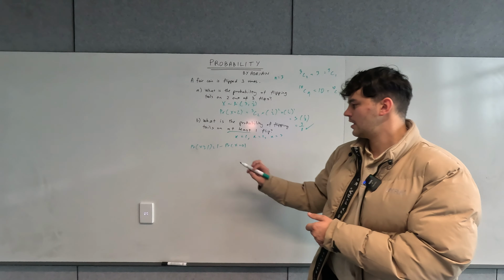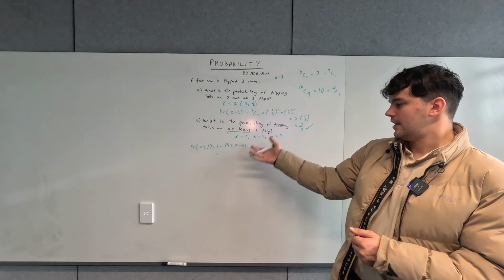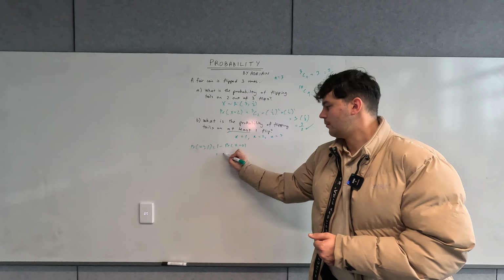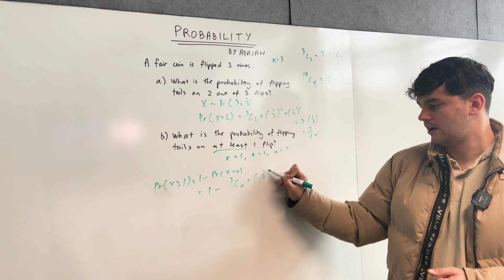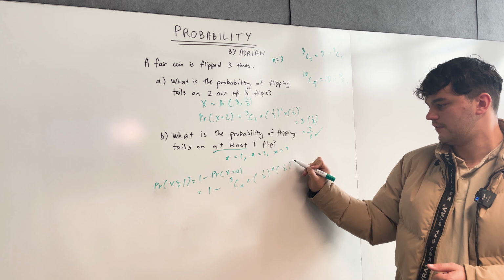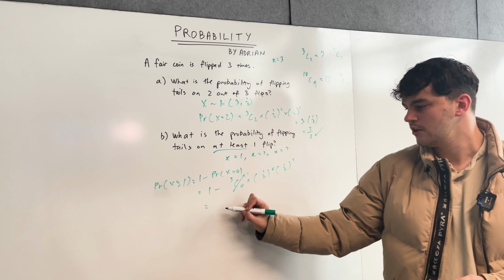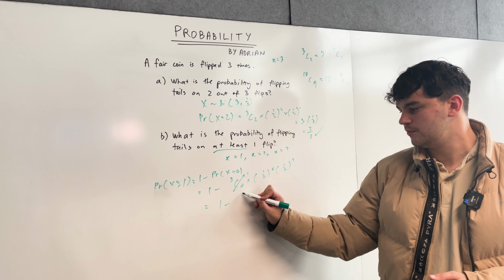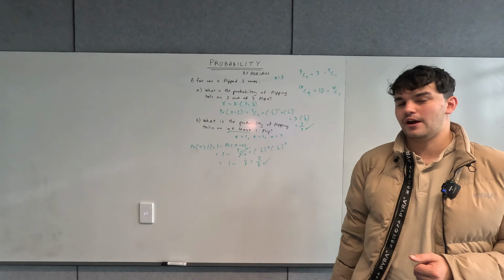Hopefully that makes sense. And the good thing about this calculation as well is because you have x is equal to 0, it makes it really easy to reduce down. So what we do is 1 minus 3C0 multiplied with 1/2 to the power of 0, multiplied with 1/2 to the power of 3. 3C0 actually just ends up becoming 1. So we've got 1 minus 1/2 cubed, that's 1/8. So we're left with 7/8 as our final answer.